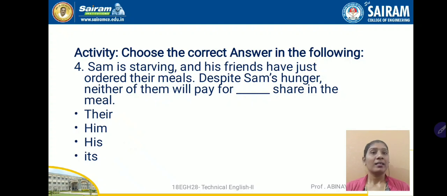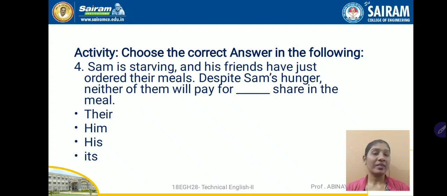Okay, fourth one. Sam is starving and his friends have just ordered their meals. Despite Sam's hunger, neither of them will pay for dash share in the meal. So, Sam is starving and his friends have just ordered their meals. Despite Sam's hunger, neither of them, neither of his friends will pay for dash share in the meal. So, with neither, we should take the subject nearer to it.